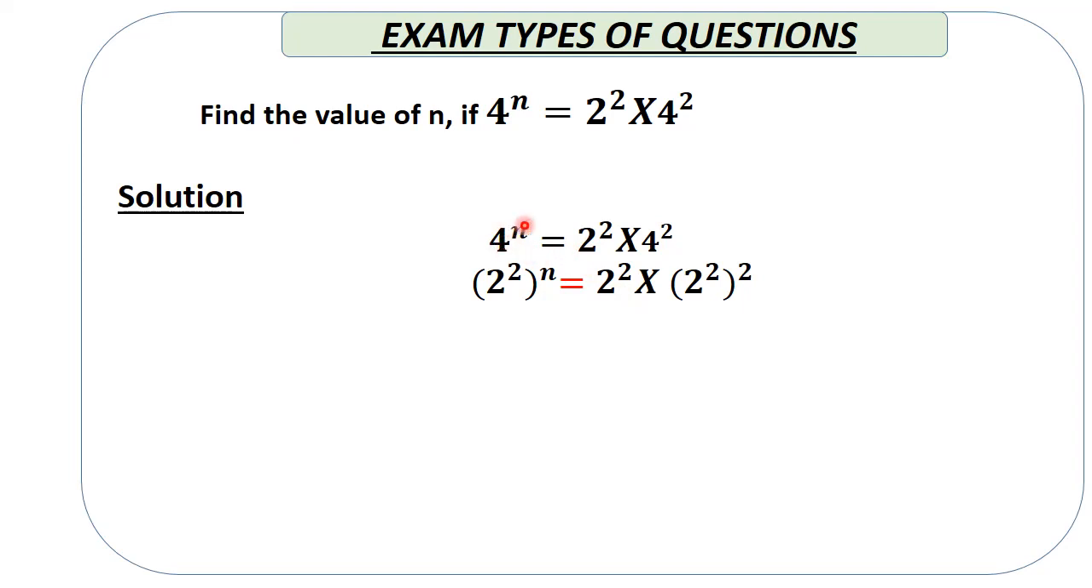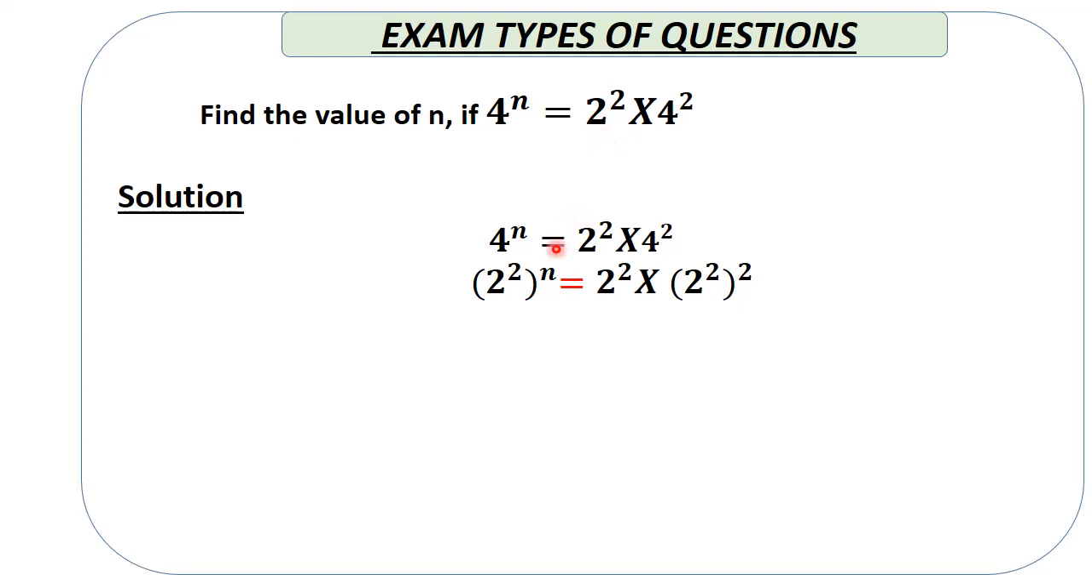So this is 4 power n, then this side we have 2 power 2 times 4 power 2. So we write all the bases to have the same base. So I was explaining something of evaluating this, 2 power 2, writing it as 4. That is another way.